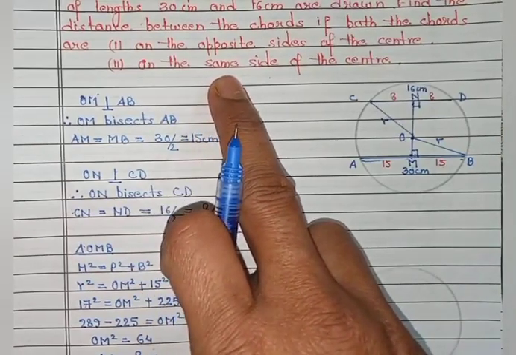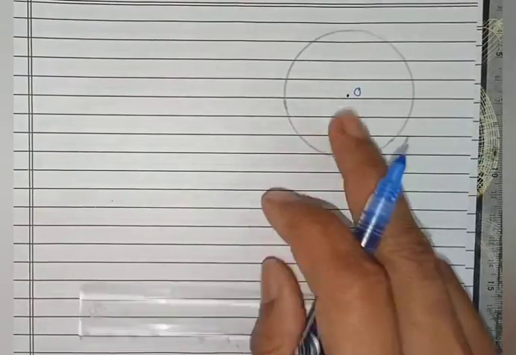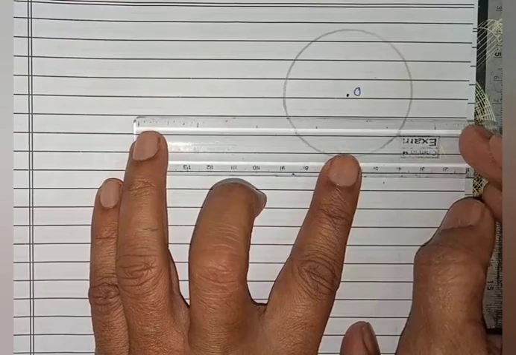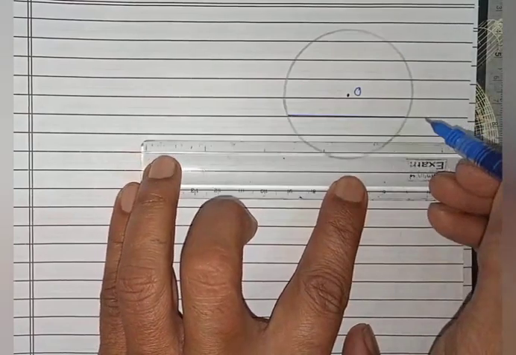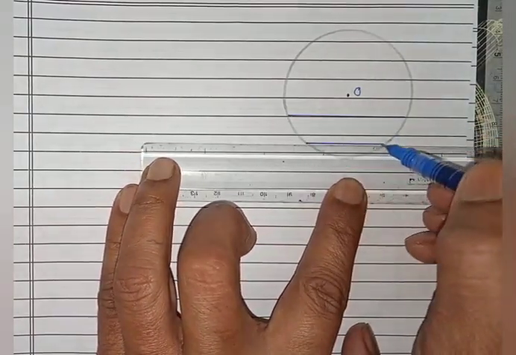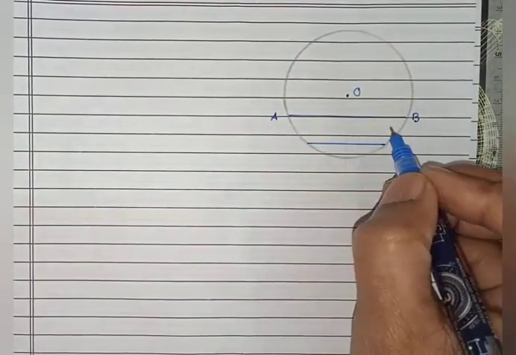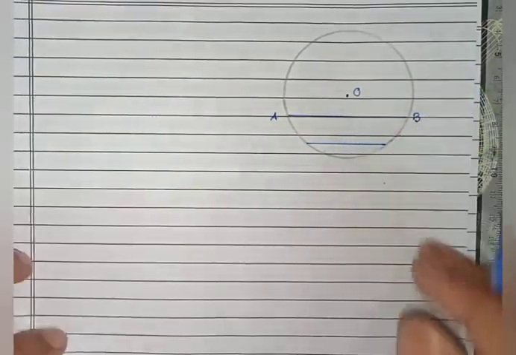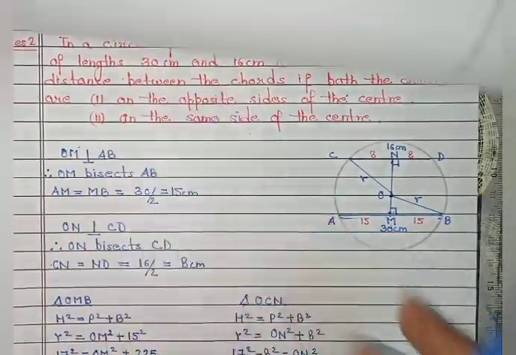Now moving on to the second part, they say that the two chords are on the same side of the center. In the second part, the two chords are to be drawn on the same side. Now we are going to draw the two chords on the same side. The longer chord will be close to the center and the smaller one will be far from the center. The longer chord AB, as the question says, has length 30, and the smaller one is 16.